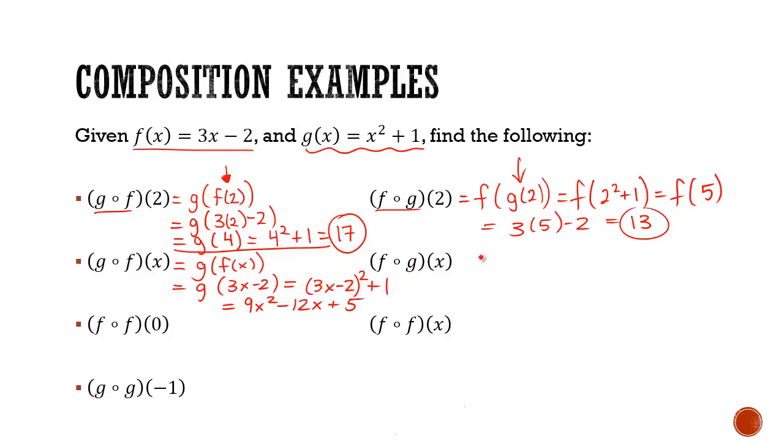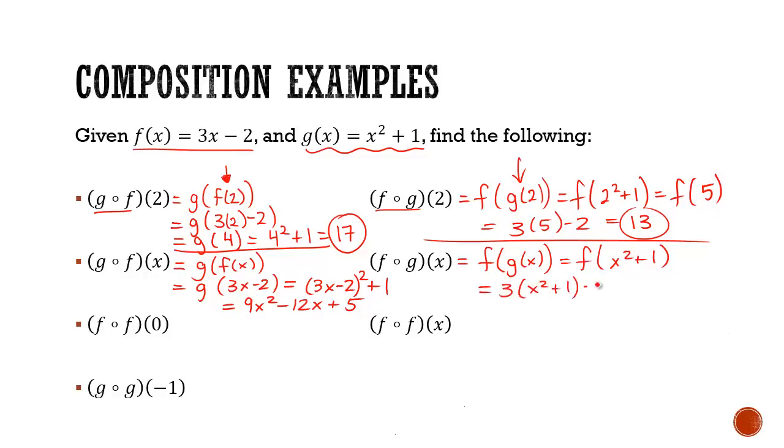You could do the same thing with f of g of x. Now, g of x is the input for f. So you've got f of x squared plus 1. X squared plus 1 is going inside of f, which means we take 3 times (x squared plus 1) minus 2 according to the rule determined by f. So we get 3x squared plus 3 minus 2, which is 3x squared plus 1.